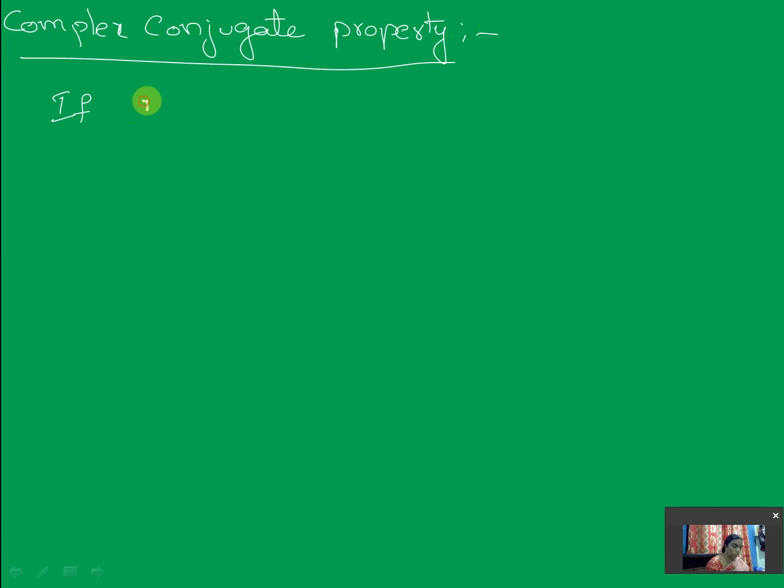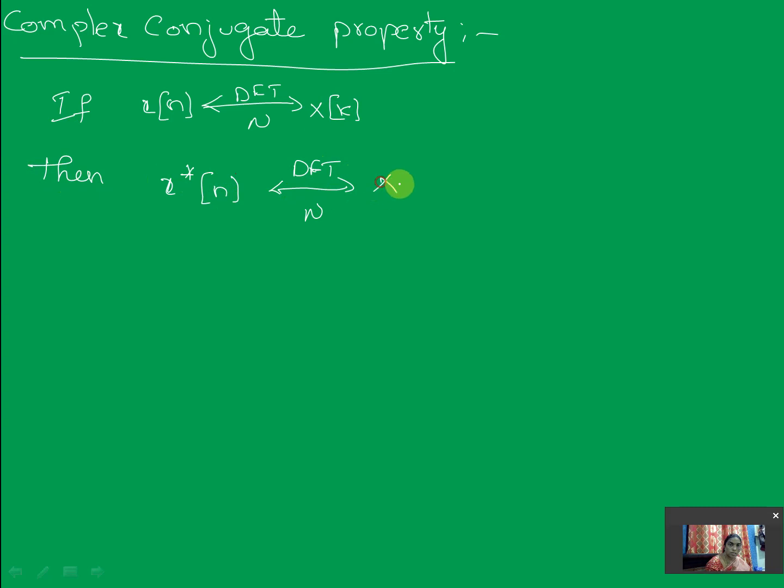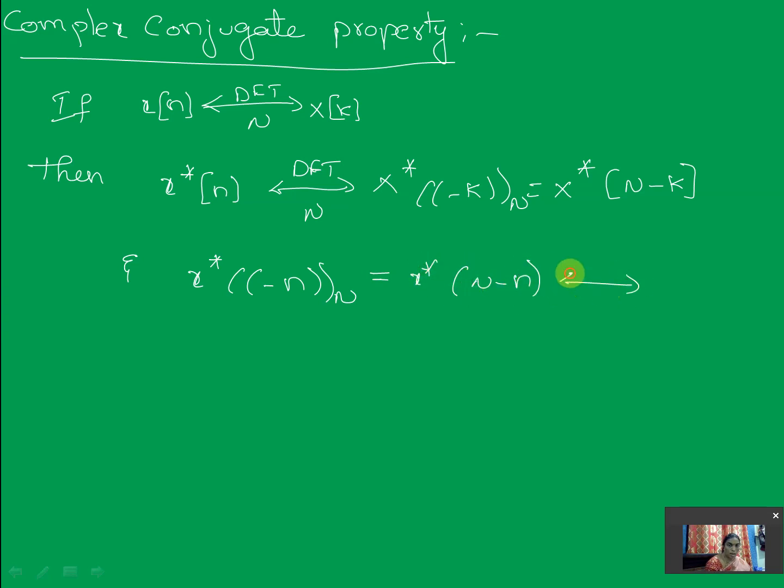So here the statement is, if x of n has the DFT x of k, then x complex conjugate of n has the DFT x complex conjugate of minus k modulo N, that is nothing but x complex conjugate of N minus k. And of course you may take another one. What is that? x complex conjugate of minus n modulo N, that is x complex conjugate of N minus n, has the N point DFT, that is nothing but x complex conjugate of k.